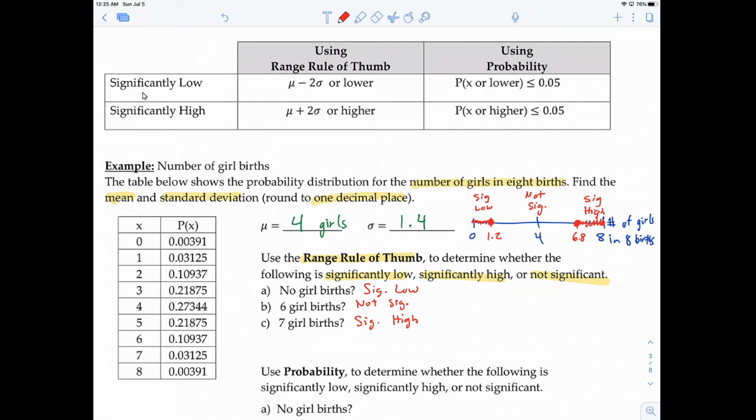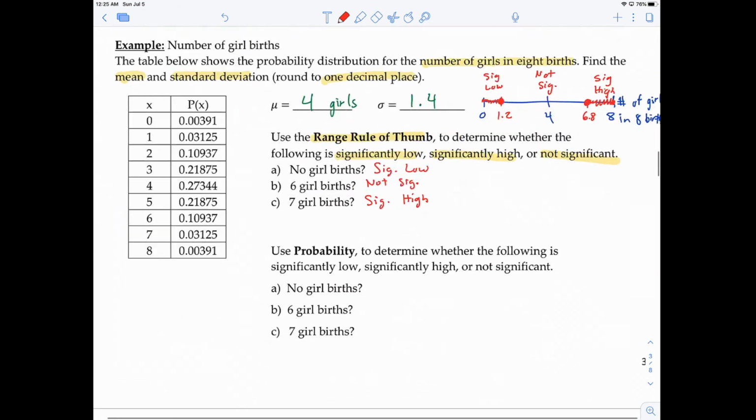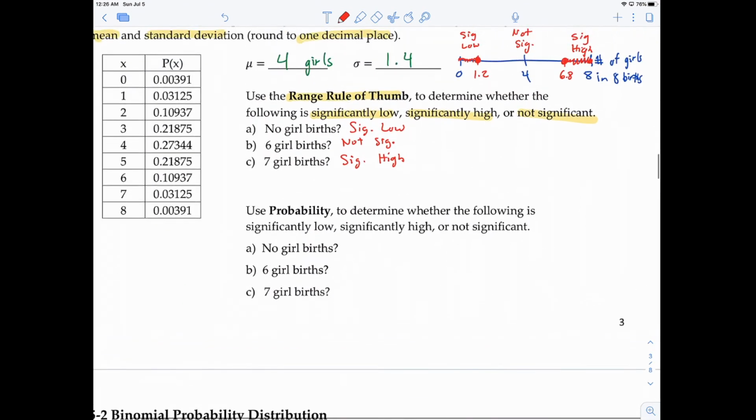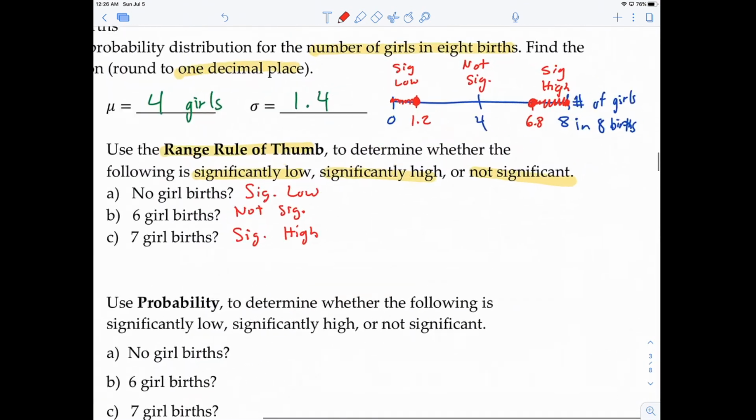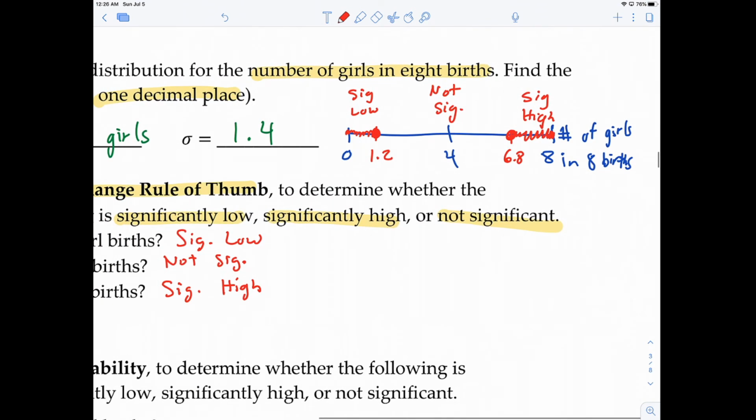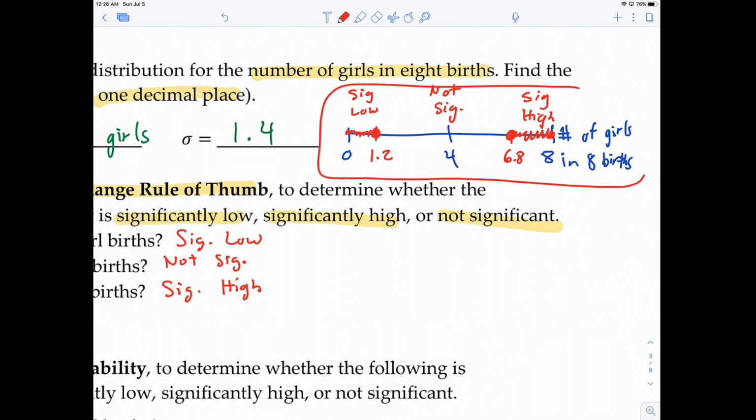When we're determining whether something is significantly low, we calculate the probability of that value or lower. And if we're determining whether something is significantly high, we calculate the probability of that value or higher. Now, let me try to make sense of this. So, think about this for a moment. I'm going to be referring to this while I'm doing this example.